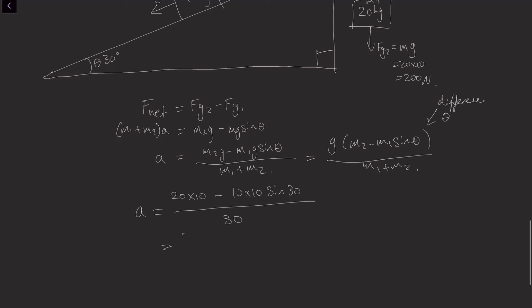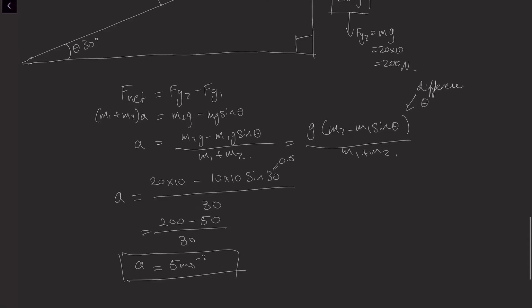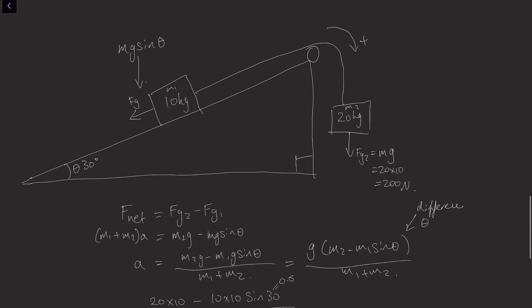Simplify all of that, you get 200 minus 50, because sine 30 equals a half. Another identity you should remember. And this, of course, equals 5 meters per second squared. So this is your acceleration right here. Good. Now we have the acceleration. We want to find what the tension force is that each of these blocks is experiencing along the rope.